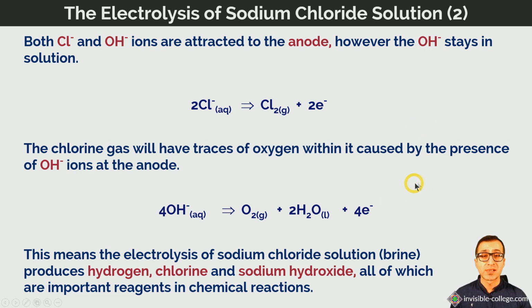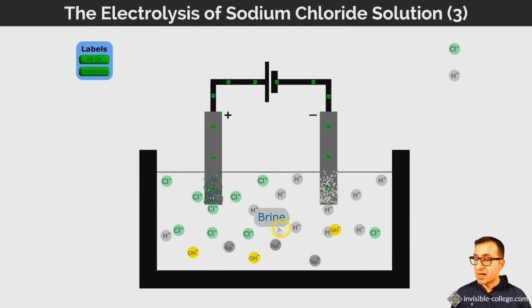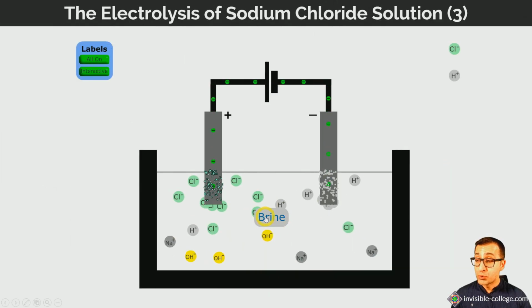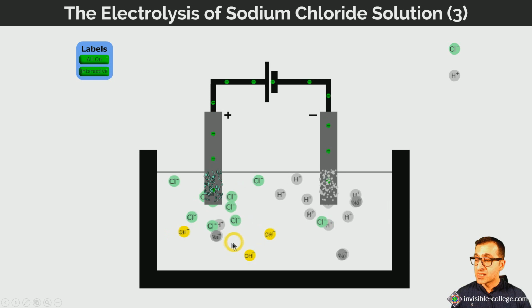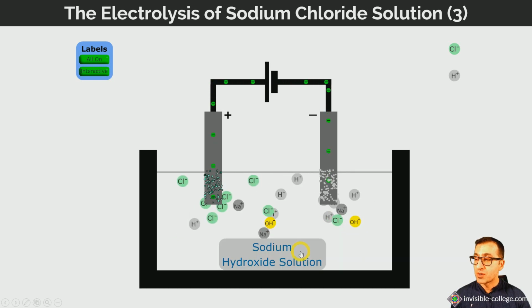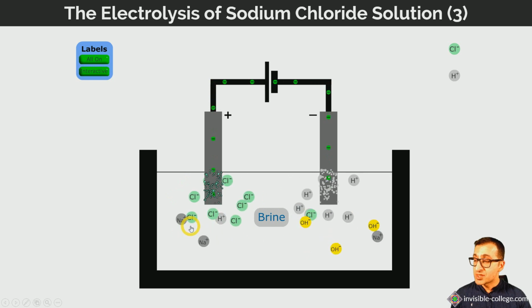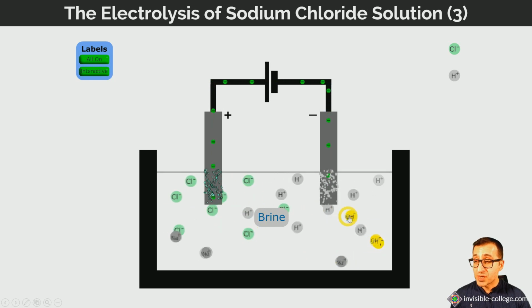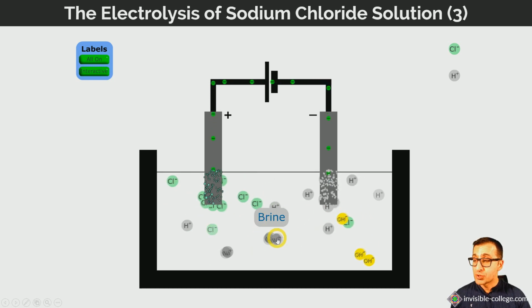So again, let's visualize this with an animation. So here we have sodium chloride solution. This is brine. So as you can see here, you've got sodium ions, you've got chloride ions, hydroxide ions, and hydrogen ions. But as you can see here, the sodium ions and the hydroxide ions essentially stay in the solution.